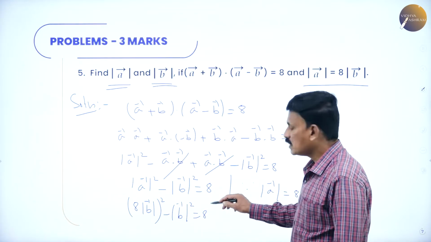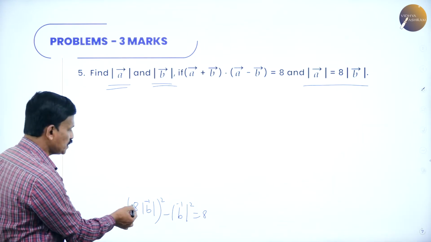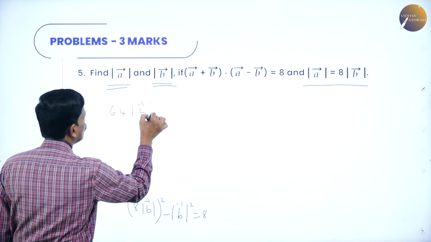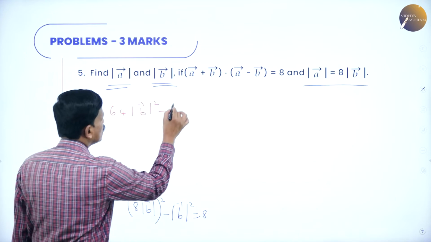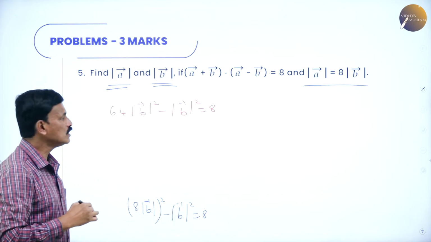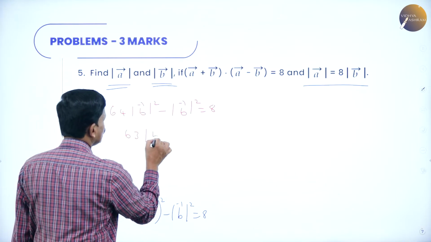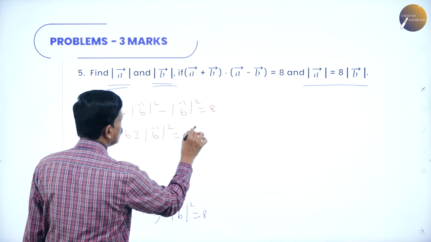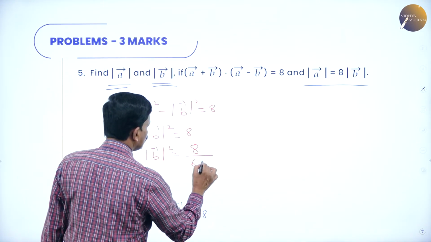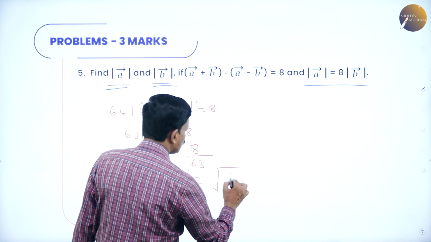Now I will rub this and I will solve again. So this can be written as 8 square and length of B square, right? It's 64 into length of vector B square minus length of vector B square is equal to 8. Now simplify. 64 minus 1 is 63. 63 times length of vector B square is equal to 8. Length of vector B square is equal to 8 divided by 63, or length of B is equal to square root of 8 by 63.